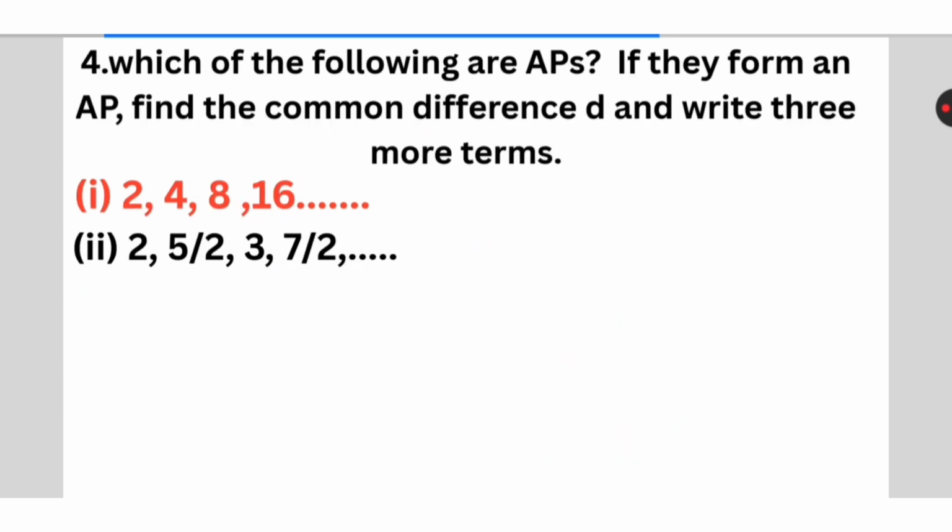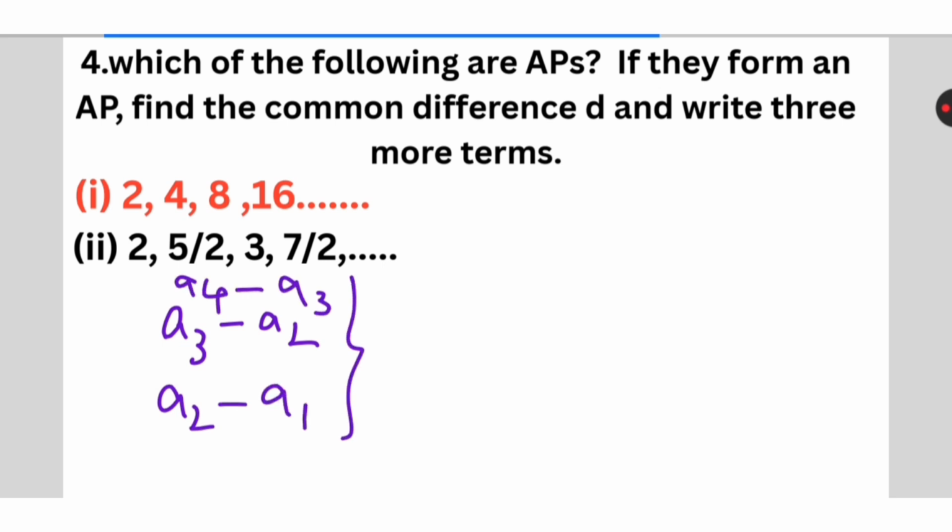Let's go for another question. Which of the following are APs? If they form an AP, find the common difference D and write 3 more terms. First, we need to check whether this forms an AP or not. To form an AP, you have to check the common differences: A3 minus A2, A2 minus A1, or A4 minus A3. If these common differences are the same, then we can say that it forms an arithmetic progression. If it forms an arithmetic progression, then we can write another 3 more terms. That is the given question.